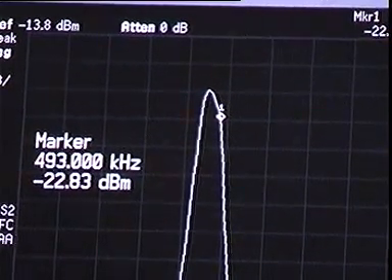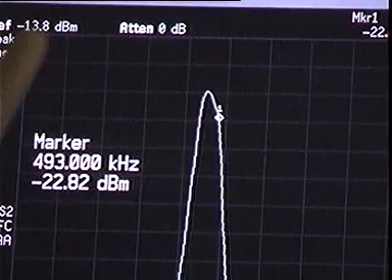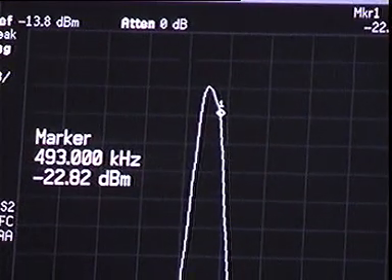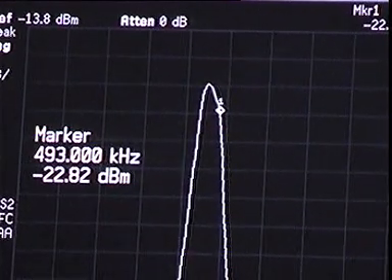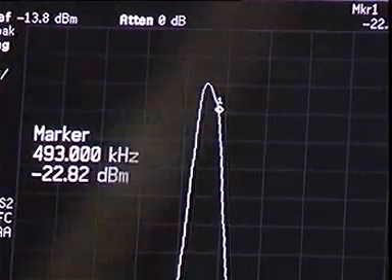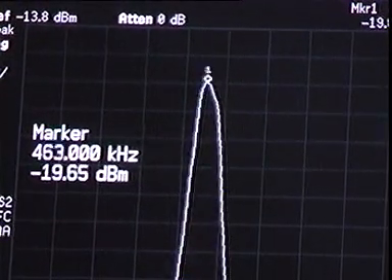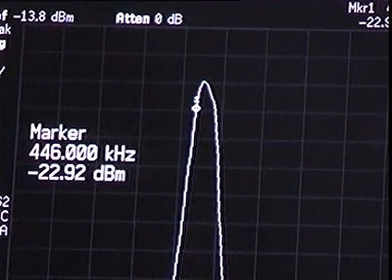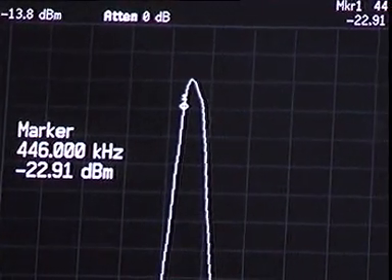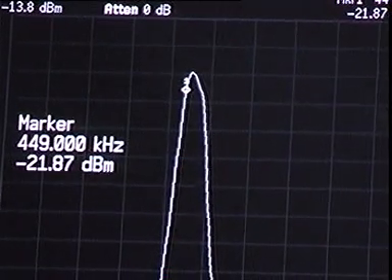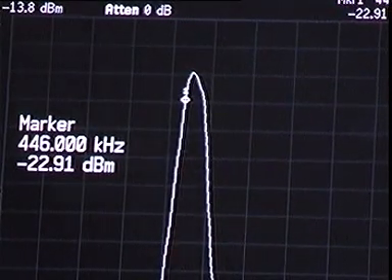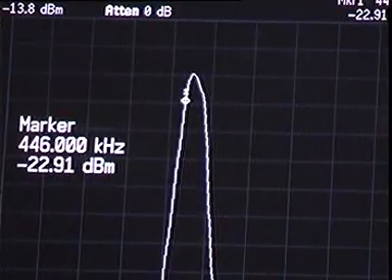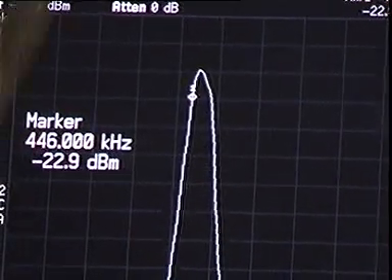Okay, doesn't matter. We are at minus 22.83 dBm. So the frequency is 493 kilohertz. So let's come to the other side. Okay, roughly minus 22.90, so this is 446 kilohertz.